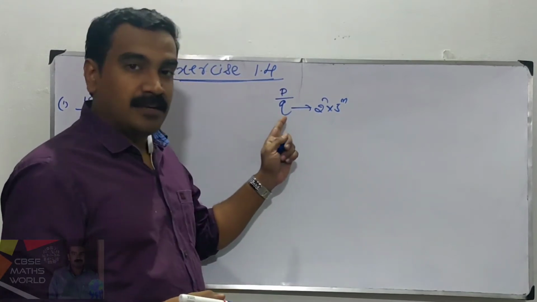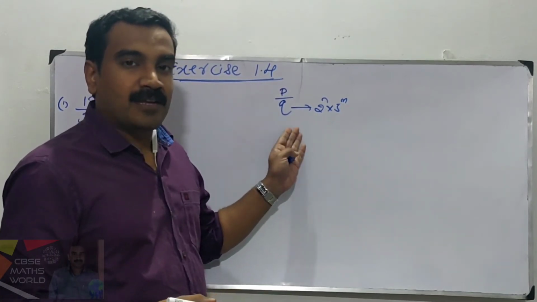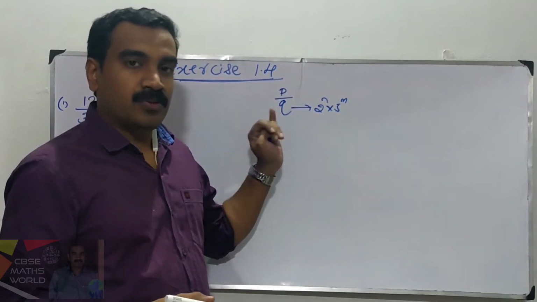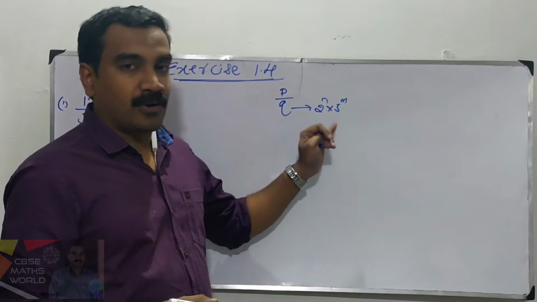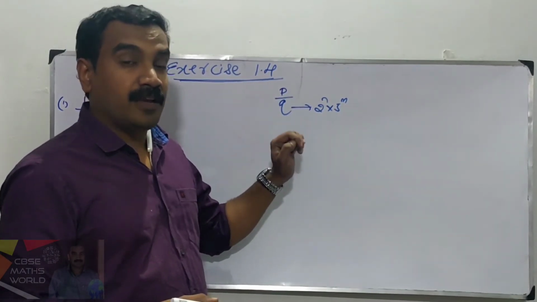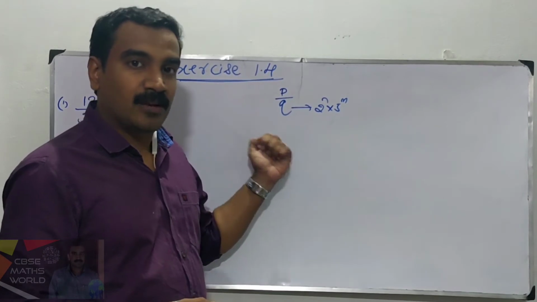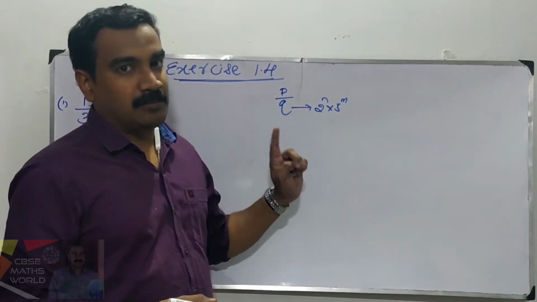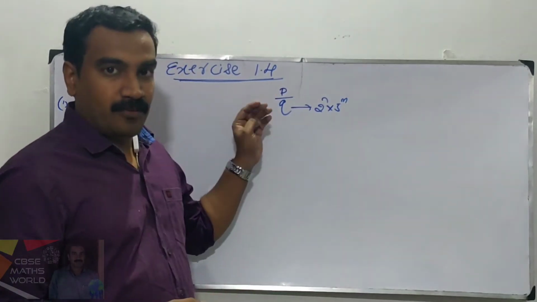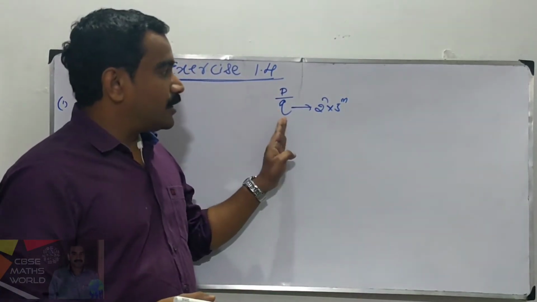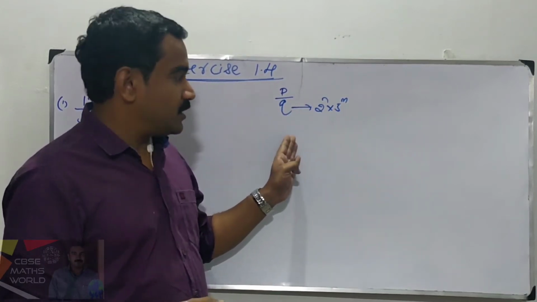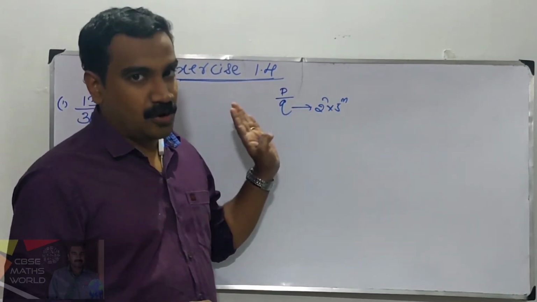What I am saying is, the factors of the denominator can be 2 or 5, or both. You can take 2 alone as a factor, or 5 alone as a factor. If any other number comes as a factor in the denominator, it is non-terminating. So it's clear: if a rational number p by q has a denominator in the form 2 raised to n, 5 raised to m, then it is terminating. If it is not in that form, it is non-terminating.